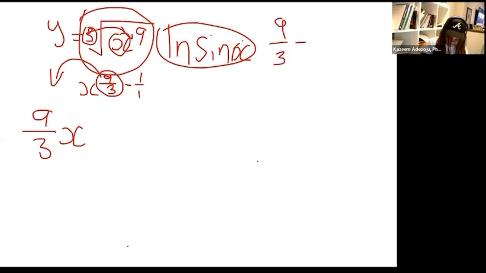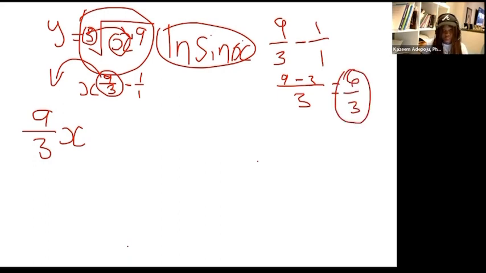9 divided by 3 is 1, and then we already know it's going to be a 3 over here, a 9, and a negative 9. Then we do 9 minus 3, which is super easy. That's a 6 over 3, and when we divide it we get 2. So we put 2 up here. Just like that, we're done differentiating that.